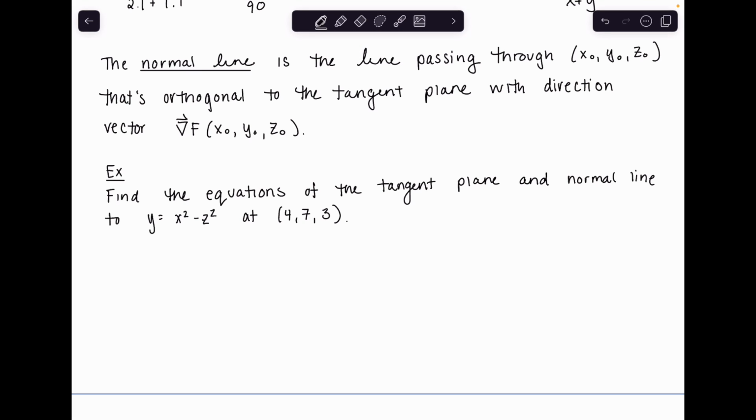So all I'm going to do is move everything to one side. So if y is equal to x squared minus z squared, moving that over and just putting them in order for convenience, 0 is x squared minus y minus z squared. So the function that I'm working with in this case is x squared minus y minus z squared. Okay.